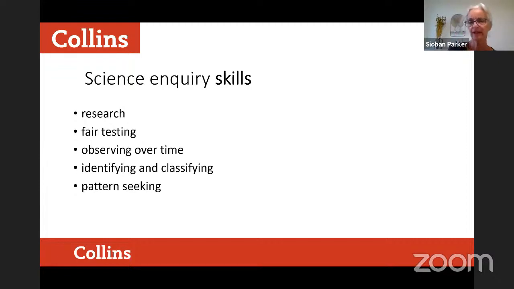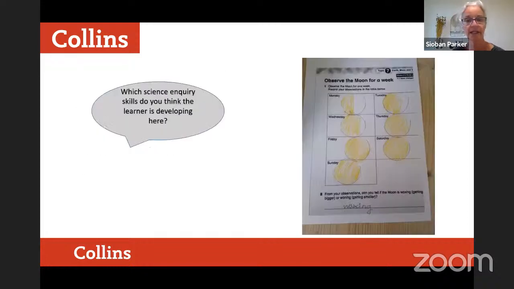So really, we'll need to get used to these different types of inquiry. But please do spend time familiarizing yourself with the substrands. Again, they are listed in the Collins resources, and I will show you. Okay, here, I'd like you to tell me, using the chat box, looking at the screenshot on the right, like hopefully you can see it, observing the moon for a week. Can you tell me which scientific inquiry skills do you think the learner used here?